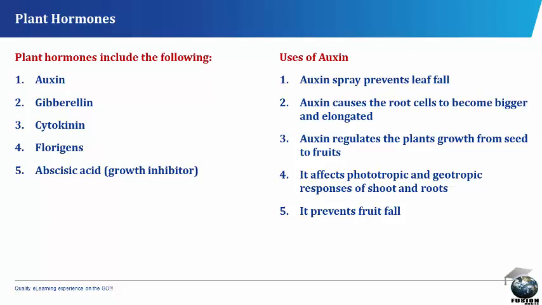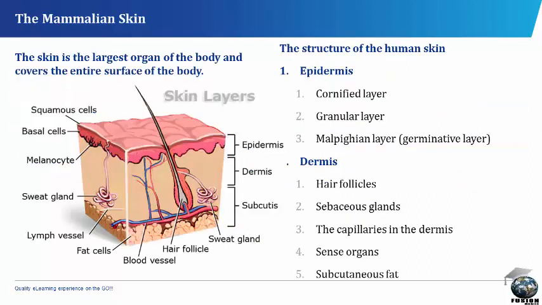Uses of auxin. An auxin spray is used to prevent leaf fall. An auxin causes the root cells to become bigger and elongated. It helps to regulate the plant growth from seed to fruit. It also helps to affect phototropic and geotropic responses of shoots and roots, and it helps to prevent fruit fall.